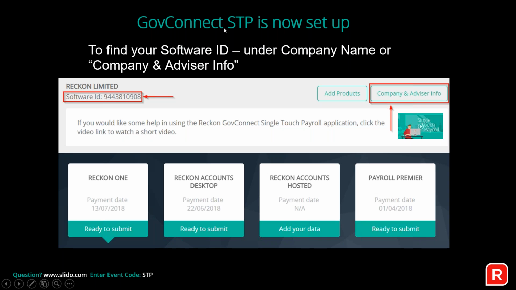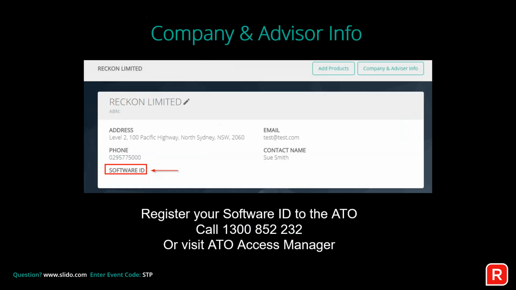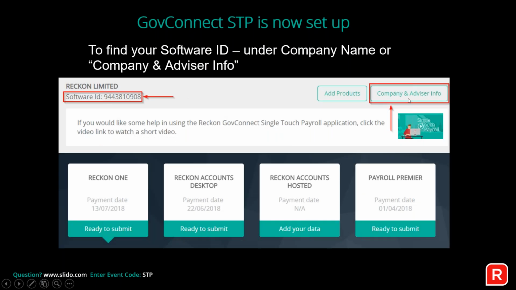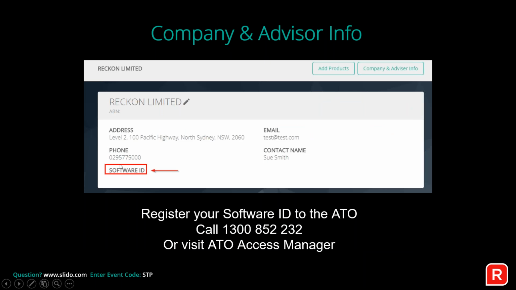To find your software ID, we now have updated the GovConnect STP portal. It'll be right underneath where the company name is. Otherwise, you can find it in the company and advisor information as well. When you're on GovConnect STP, you can click on company and advisor information, and then you can find your software ID that way. There's two ways you can register your software ID. You can call the ATO on 1300-852-232. Otherwise, you can register it online by visiting the ATO Access Manager.